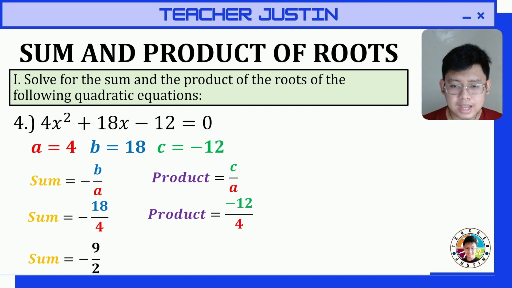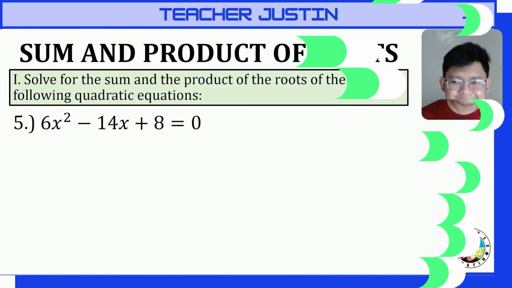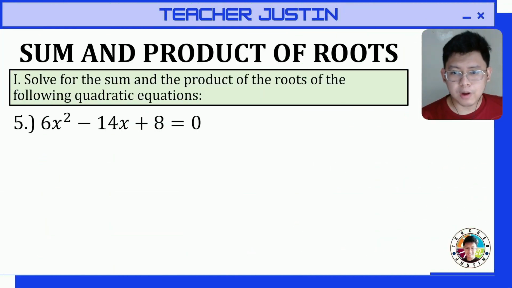Now, let's simplify negative 12 and 4. That will give us negative 3. So, our product of the roots will be equal to negative 3. And that's it. The sum is negative 9 over 2. The product of the roots is negative 3. Ta-da! Alright.